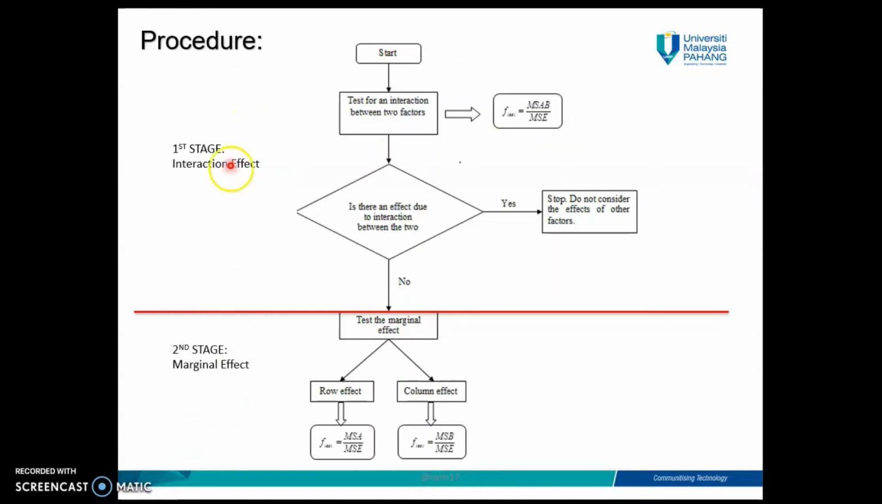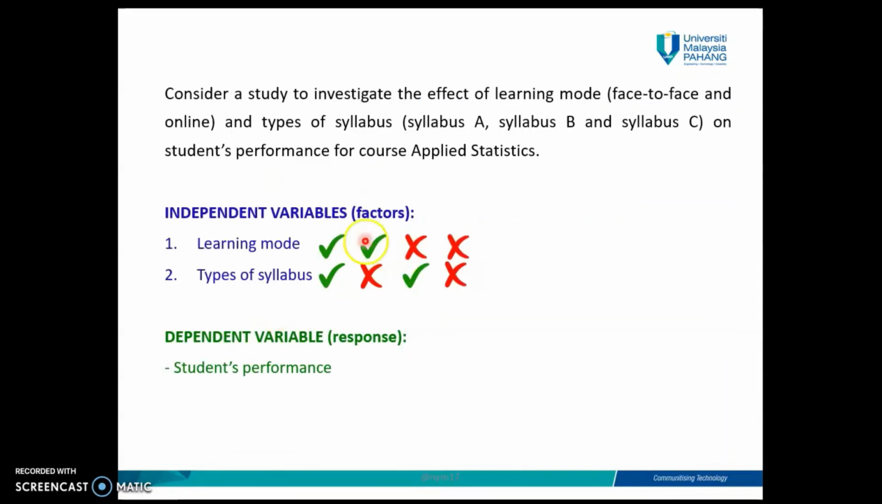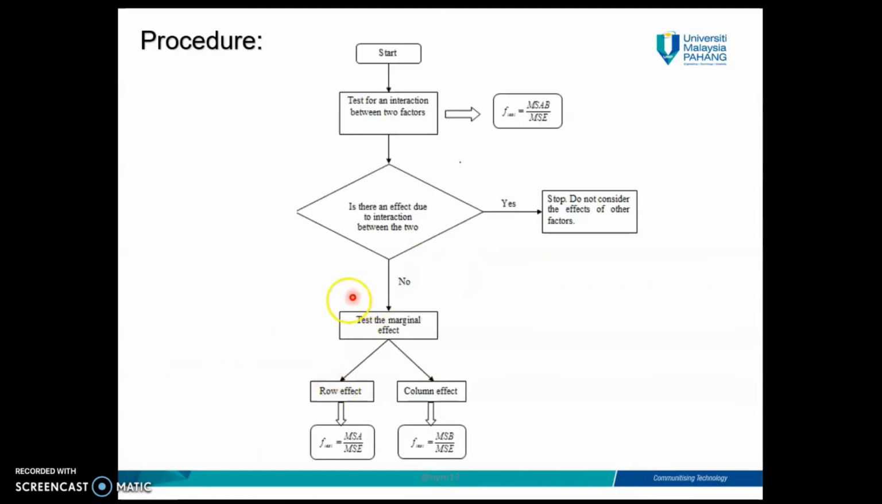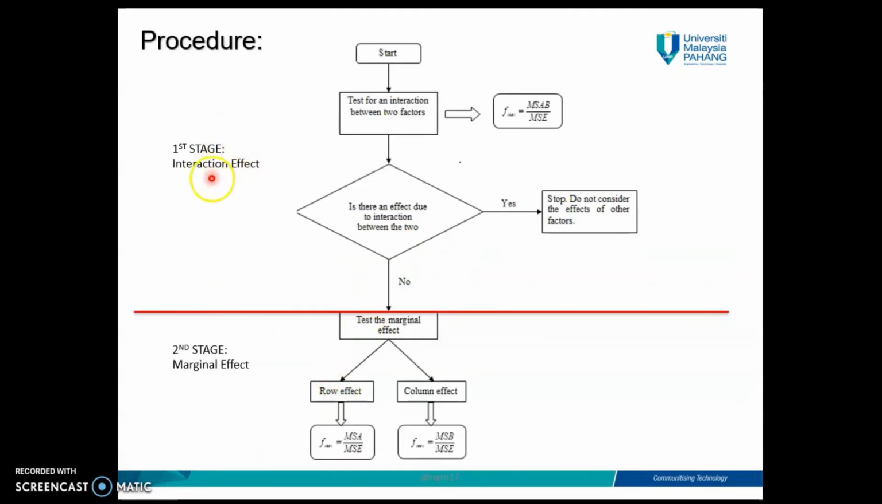So why are there two stages in this two-way ANOVA analysis? Because we need to make sure that our analysis considers all these possible outcomes of the relationship between the 2 factors and our response. So this procedure is divided into 2, first stage and second stage. Let's take a look at the first stage. It is called the interaction effect.